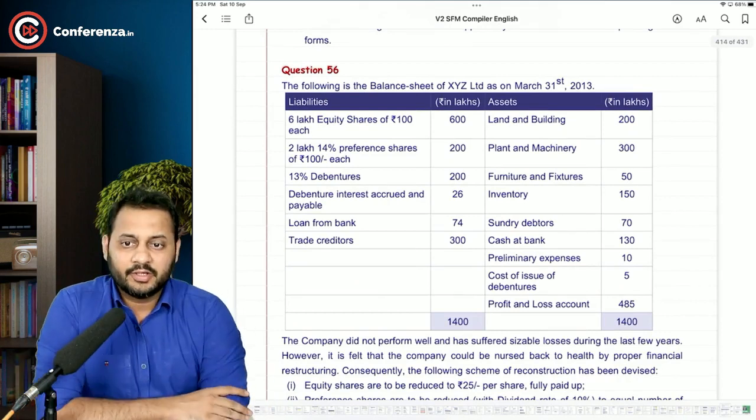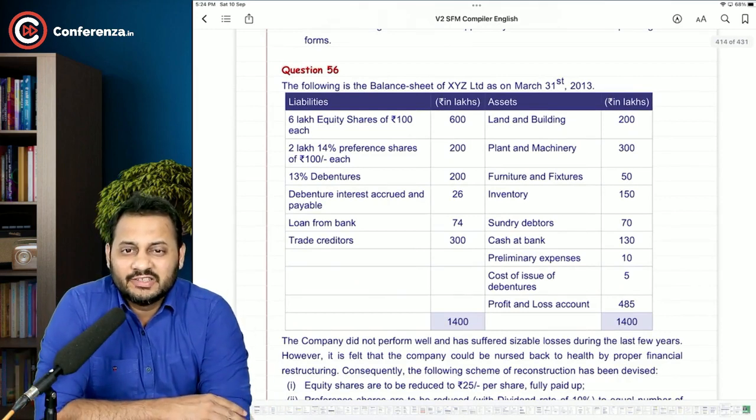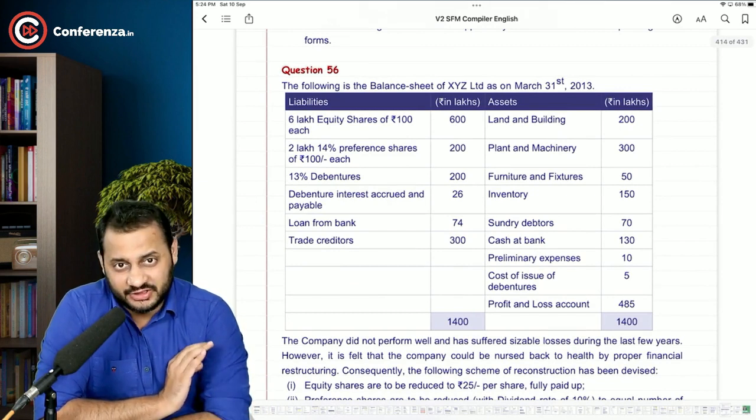So welcome back after this break. Question number 56 in front of you. This is the following question, and this question is regarding the financial reconstruction.